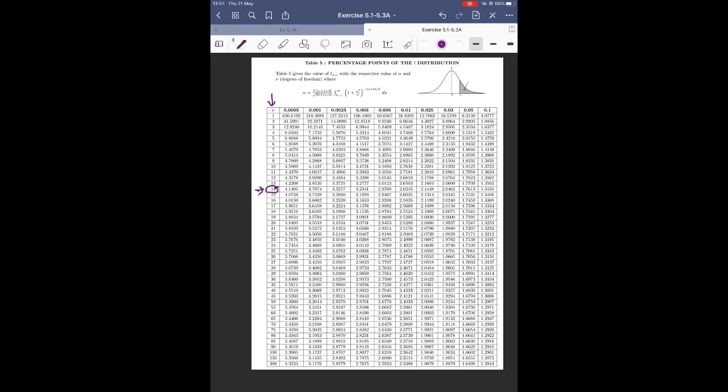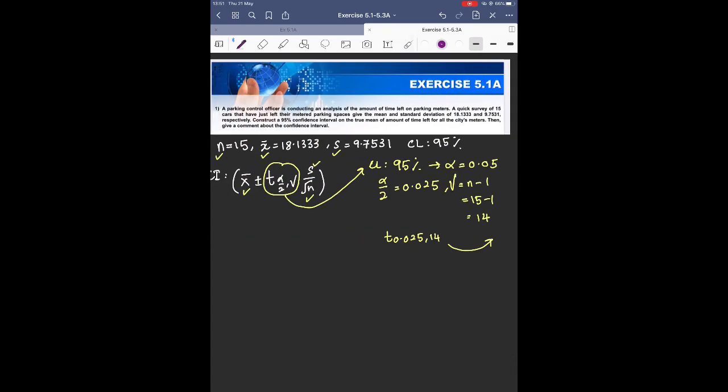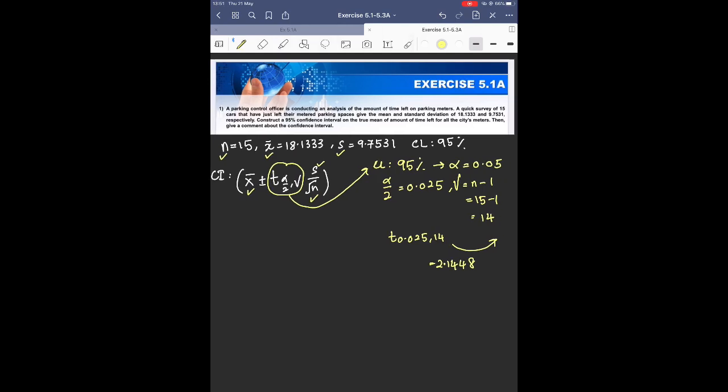And our alpha is 0.025. So the midpoint is here: 2.1448. So get back to the solution. Equals 2.1448. Substitute all into the formula.